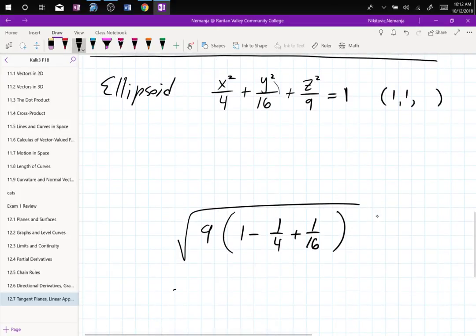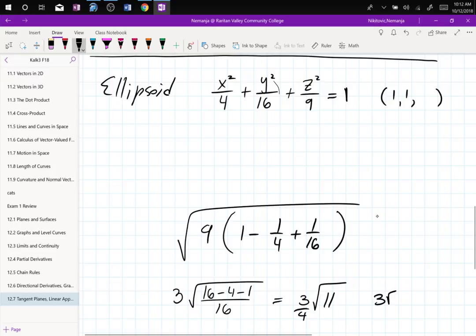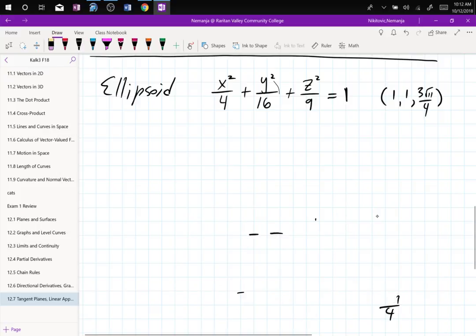The square root of 9 is 3, so kick that out. Over here you have a common denominator of 16. There will be a 16 minus 4 minus 1. So 3 square root of, well, a quarter comes out. 16 minus 4 is 12 minus 1, square root of 11. So this is 3 root 11 over 4. Because I picked anything, obviously it's not going to be nice. Alright, great. That was just me computing the value z.